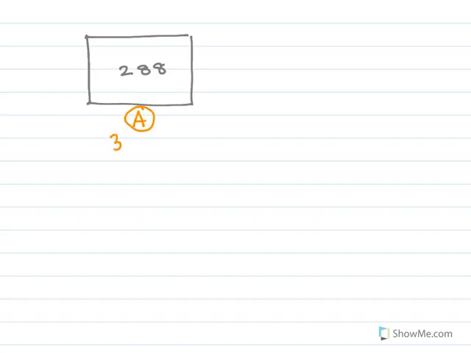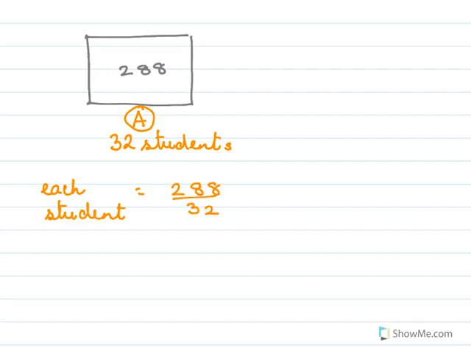So let me explain the meaning of the sum. So we said in this library they have to be 288 books. Now if these books were to be distributed in section A, there are 32 students in section A. How many books will each student get? So each student would get 288 over 32, and that would be 9 books. Each child would get 9 books.